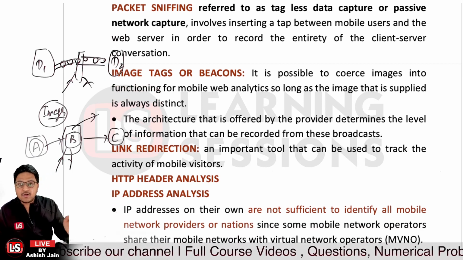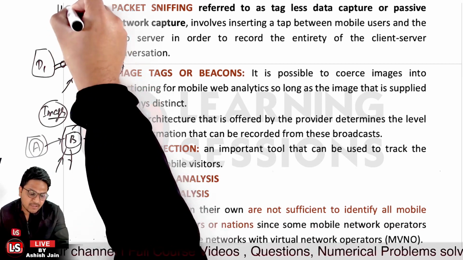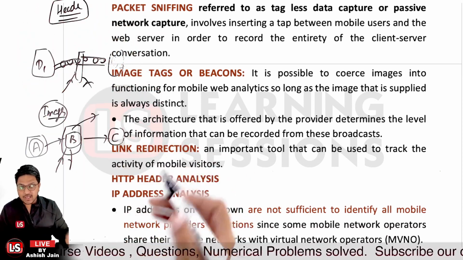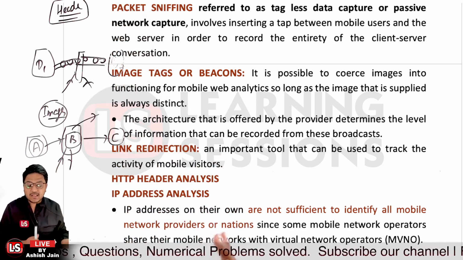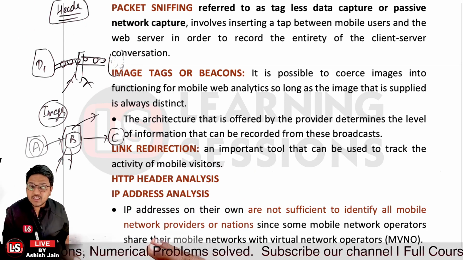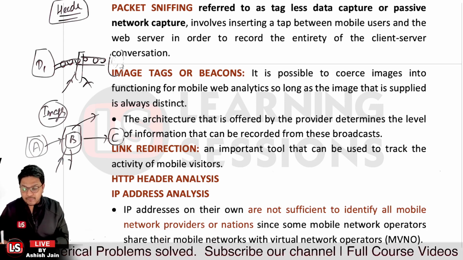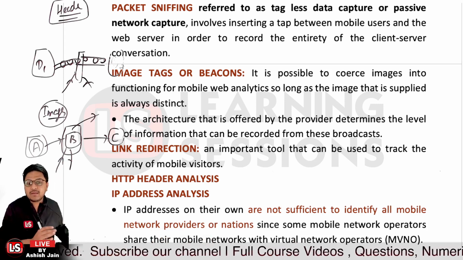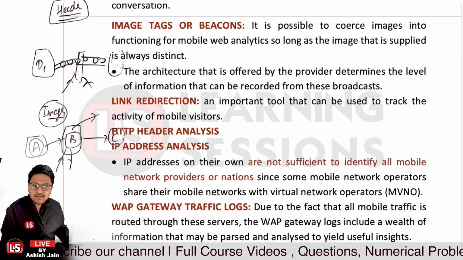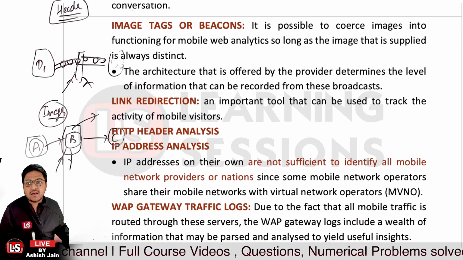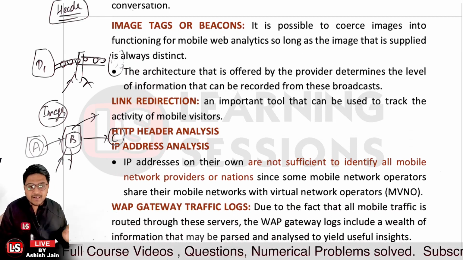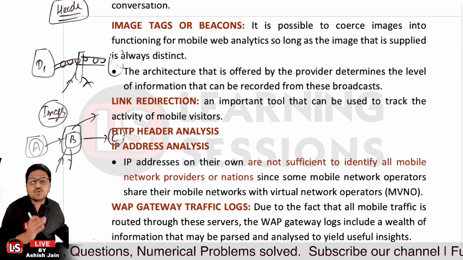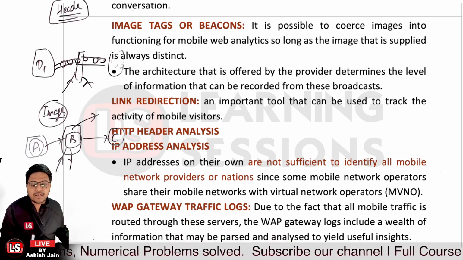And also there are different sections: we have the header section, the body section, and the footer section in the website. Now in the header section, there are many tags which can be used for analysis purposes, to find the main purpose of the user. So we can use header analysis to see from which source this user is coming and to which source the user is heading. And IP address analysis, as I told you earlier, IP addresses by themselves are not sufficient to identify the mobile network operators, but sometimes they share their mobile networks with virtual network operators also, from where you can get some relevant information.